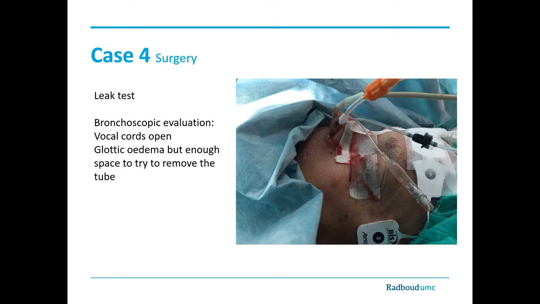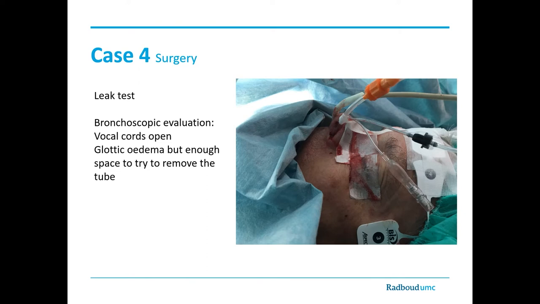After that, we perform a bronchoscopic evaluation to check if there's any swelling or glottic edema, and we check, of course, if the anastomosis looks good. And then we can also remove any blood or sputum that's in the trachea. And we then decide if we're going to extubate the patient or if we're going to bring them to the intensive care with the tube still in situ, and then do an extubation attempt maybe 1 or 2 days after surgery.